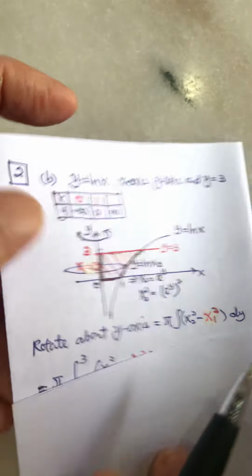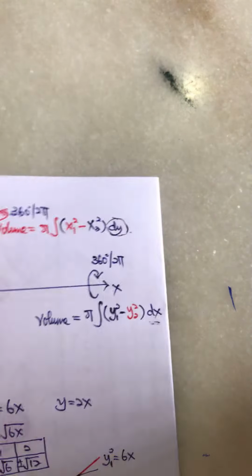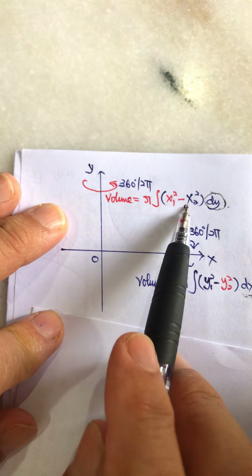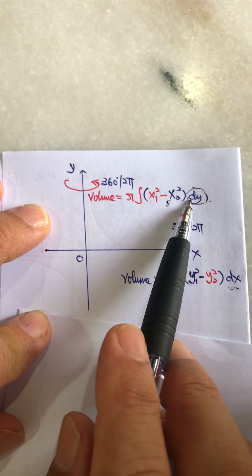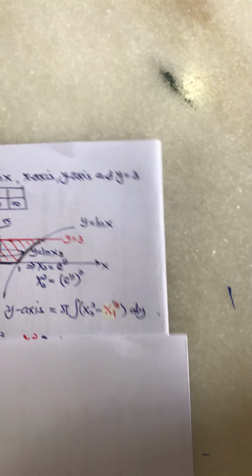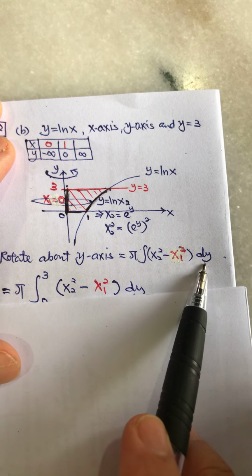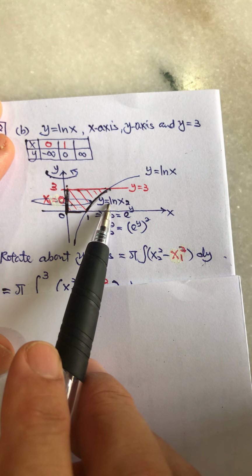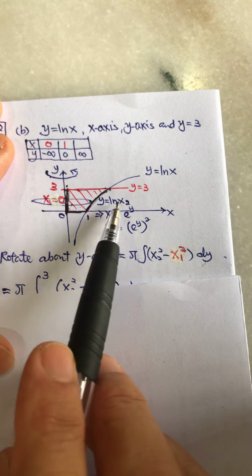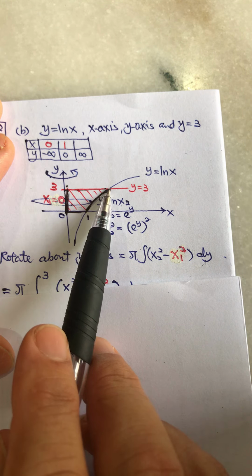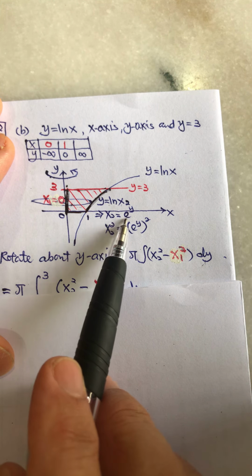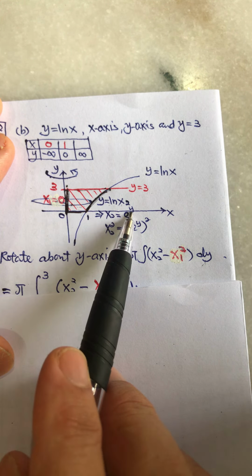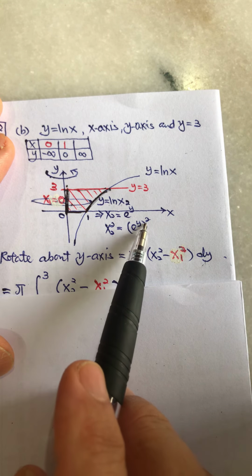So rotate about the y-axis. Then this formula we are going to use. We have to use this formula, not this. So this is the formula, rotate about the y-axis. So when you rotate about the y-axis, this will be the formula, dy. And then what you have to do here, you must find what your x2 is. So x2 is this one, the one outside. Then the x1 is 0. So the x2 will be e to the power y, and then x2 square will be e to the power y, squared.